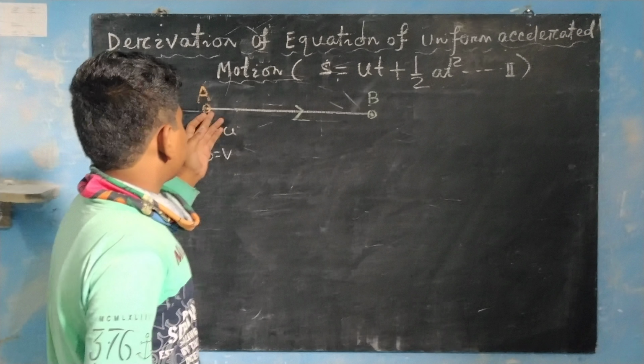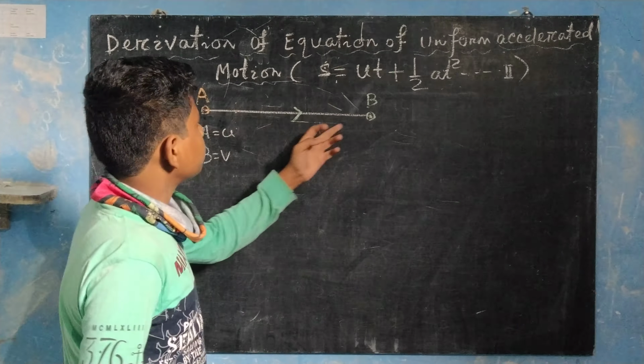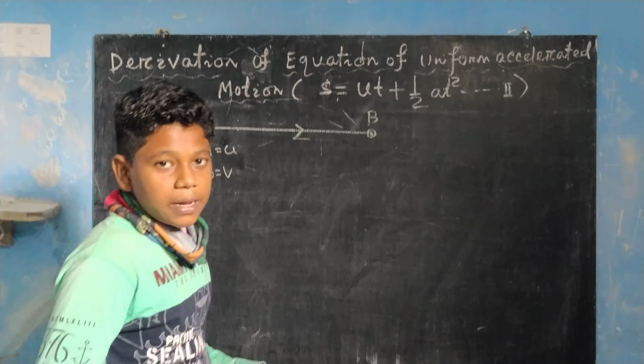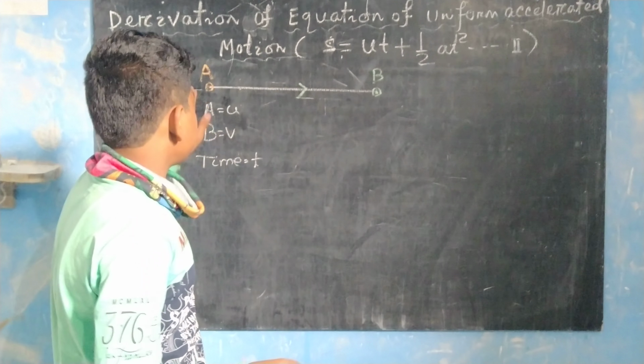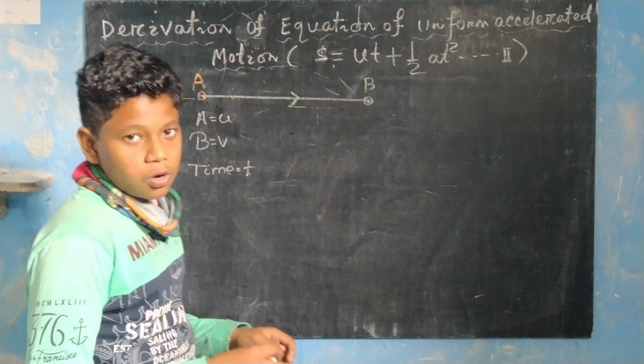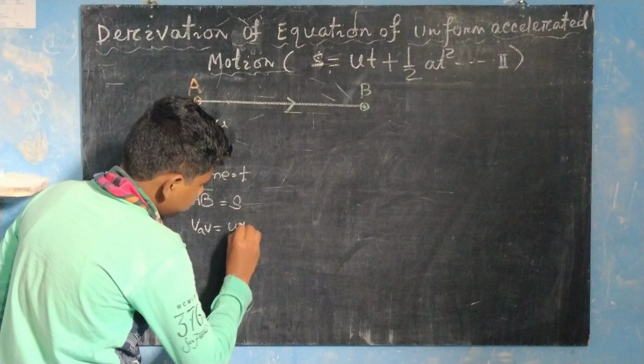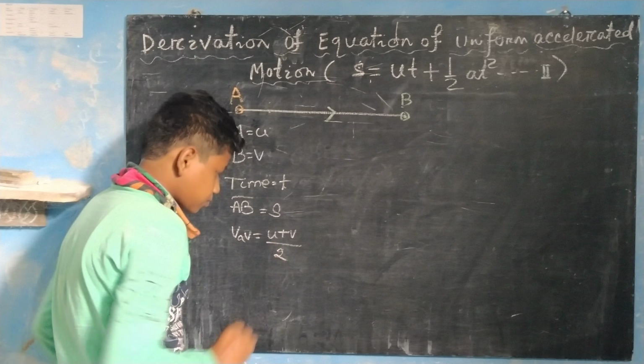The time from A to B is denoted by small t. So time equals small t. The distance covered from A to B is denoted by small s. So distance AB equals small s. The average velocity from point A to point B is denoted by u plus v by 2. So average velocity equals u plus v by 2.